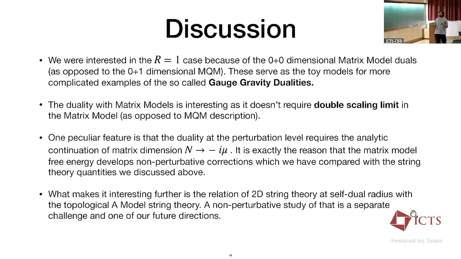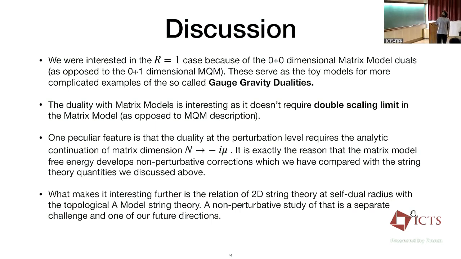One thing I didn't tell you was why we were interested in the R equal 1 case. It was because there exist 0+0 dimensional matrix models. There is no space, no time, just a simple matrix integral, as opposed to the 0+1 dimensional MQM dual, which serves as a toy model for the complicated examples of so-called gauge gravity dualities. So this duality with 2D string theory is a toy model to study gauge gravity dualities, and we are studying non-perturbative aspects of that. That's why it was important for us.